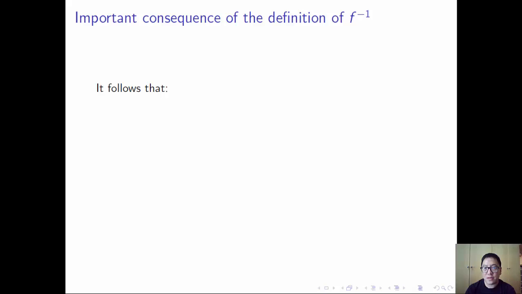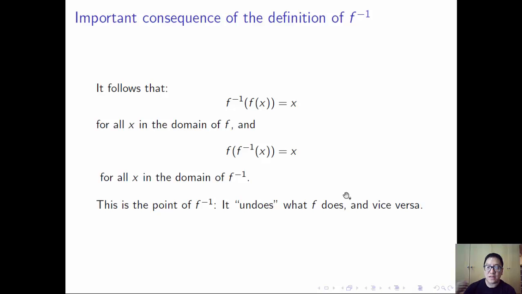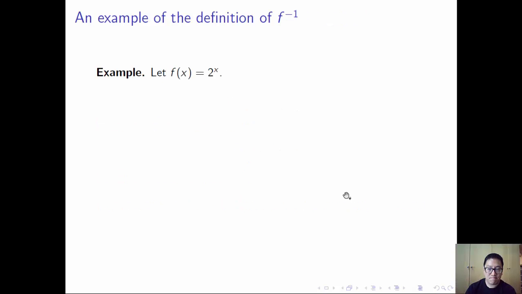Okay, so here's one important consequence of the definition of f inverse. It follows that f inverse of f of x is equal to x, right? Because what is f inverse? It's the thing that you need to feed f in order to get the output f of x. Well, that's just exactly x. And this holds for all x in the domain of f, and similarly, f of f inverse of x is also equal to x for all x in the domain of f inverse. So this is the point of f inverse. This is the reason why we define inverse functions. The point of an inverse function is that it undoes what f does and vice versa.